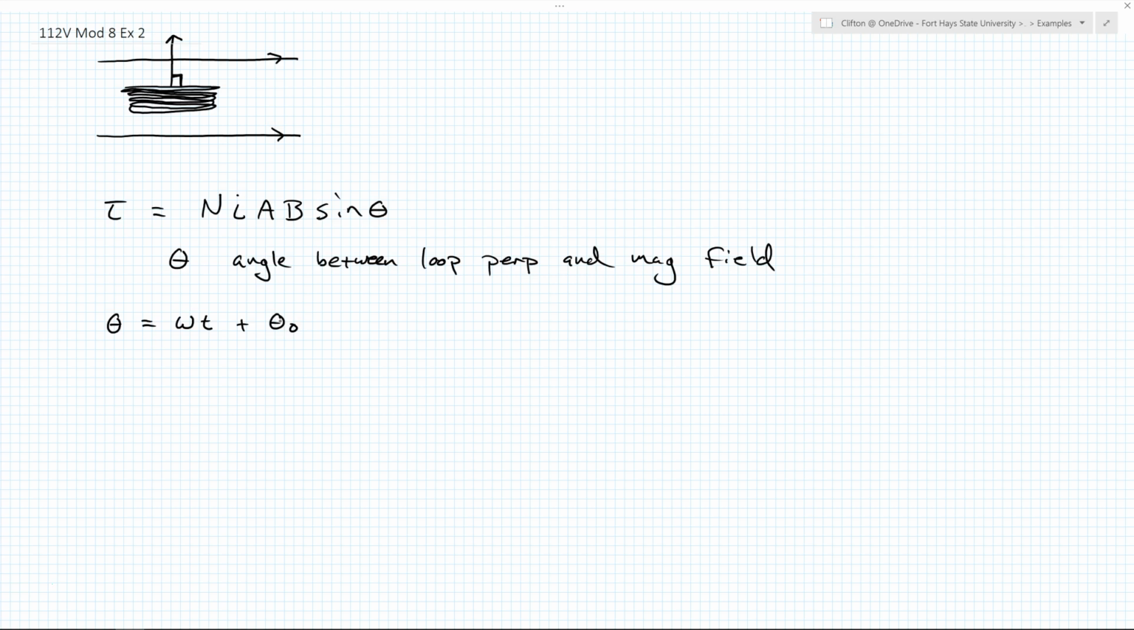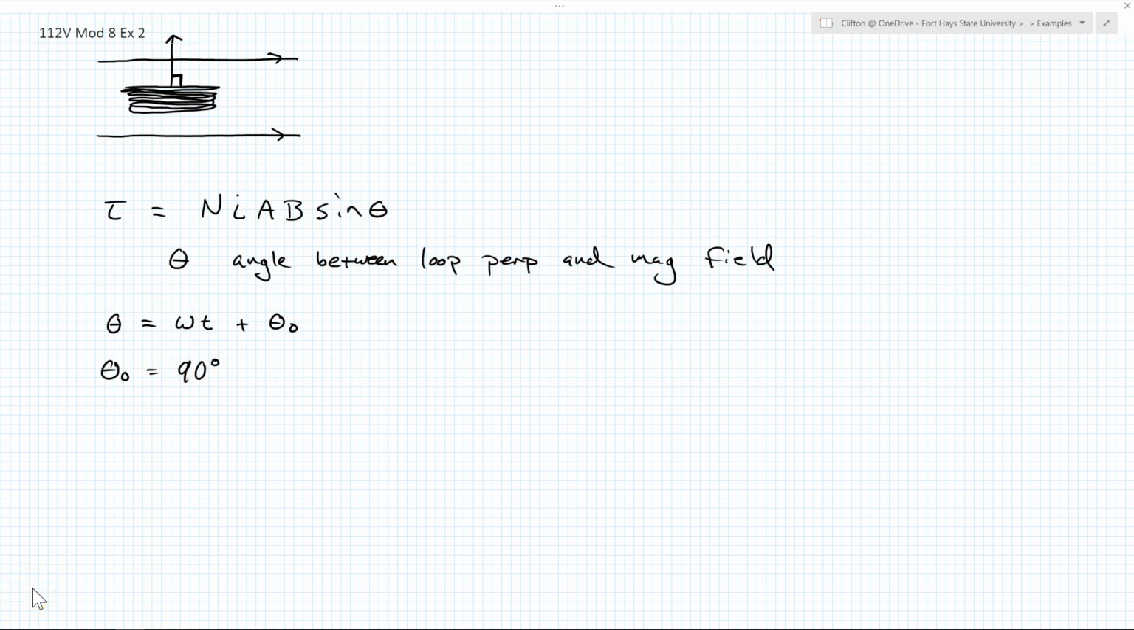Now, if we read the problem, it says to assume that the coil rotates such that the plane of the loop starts out parallel to the magnetic field. That's actually what I have drawn here. So the plane of the loop is this plane right here. And that is parallel to the magnetic field. That means the perpendicular to the loop is perpendicular to the magnetic field. So in this case, we're going to have theta naught is equal to 90 degrees.